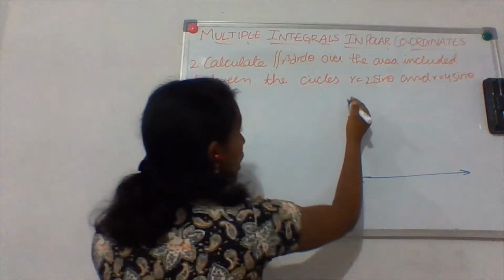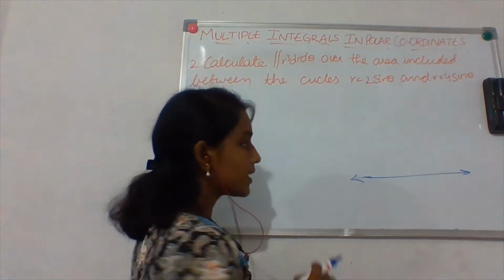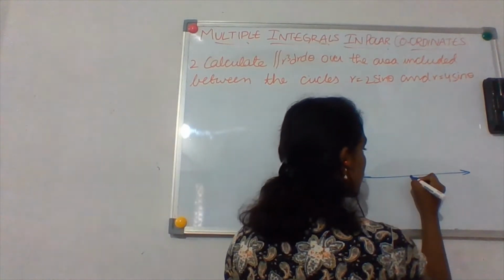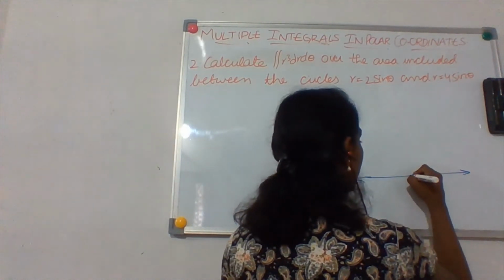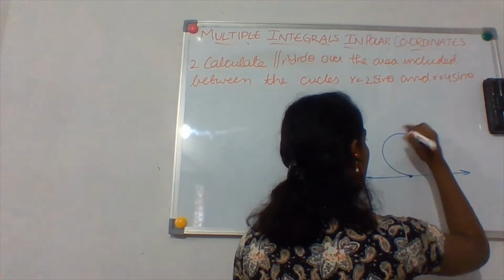Now you have to draw two circles, r equals 2 sin theta and r equals 4 sin theta. Then if this is 0, the circles would exist like this.